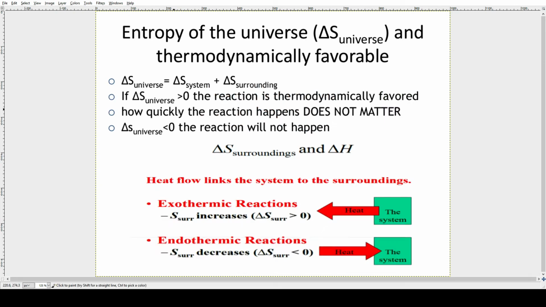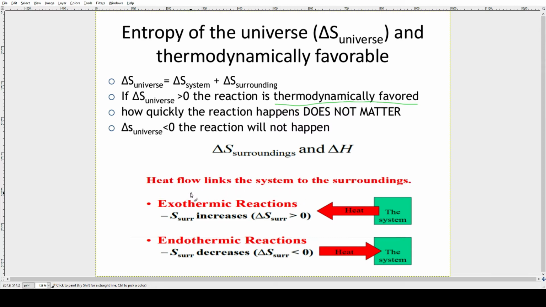So you could then say that the entropy of the universe is equal to the change in entropy of the system plus the change in entropy of the surroundings. It's basically just saying the change in entropy of the universe is all of the entropies added together. If the change in entropy of the universe is greater than 0, then the reaction is thermodynamically favored, or you could say it's spontaneous. As we stated earlier, the speed at which the reaction occurs does not matter. It does not have to be fast to be spontaneous. Now, if the delta S of the universe is less than 0, the reaction won't happen.